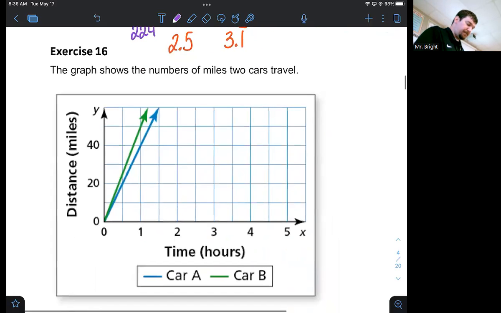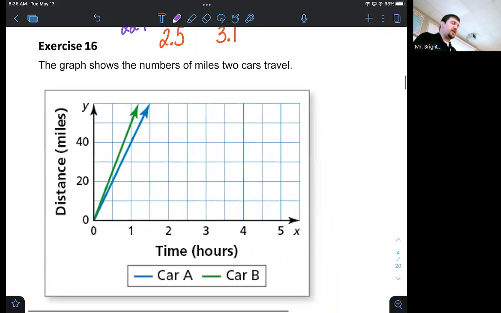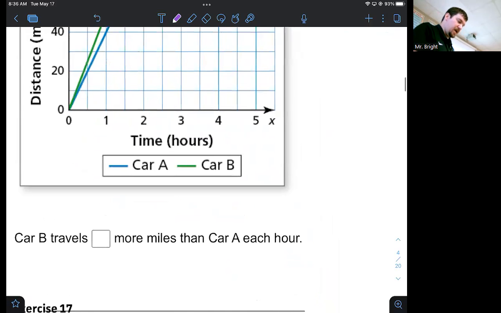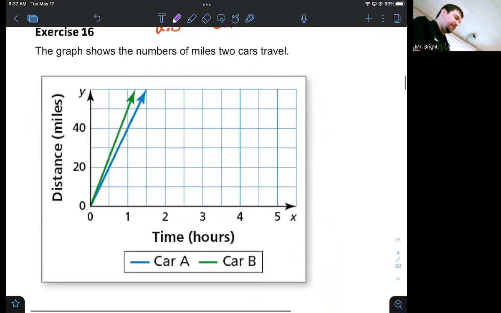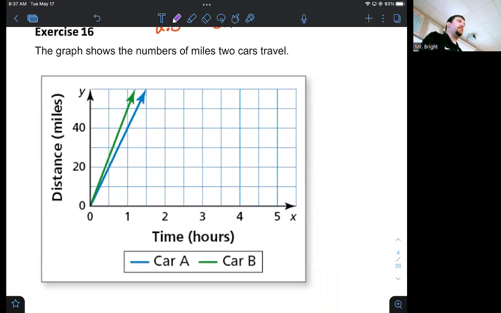All right, number 16. The graph shows the numbers of miles that 2 cars are traveling. Car A is in blue, car B is in green. Car B travels blank more miles than car A each hour. When you graph distance over time, what does that actually give you? What is distance over time?